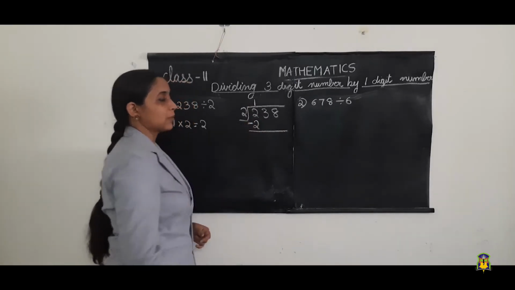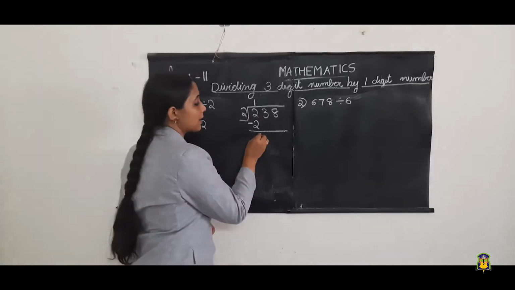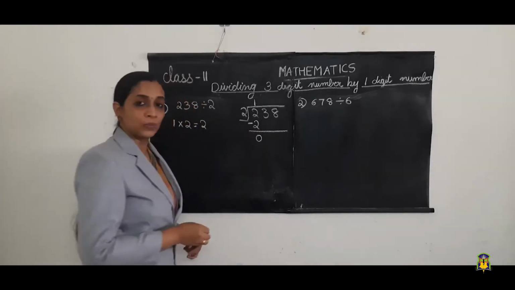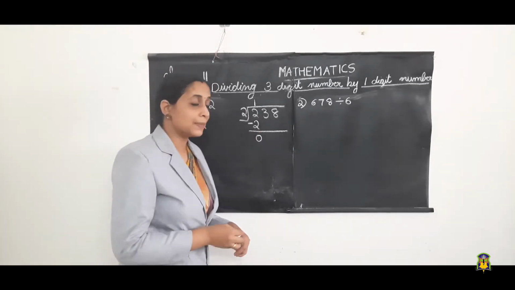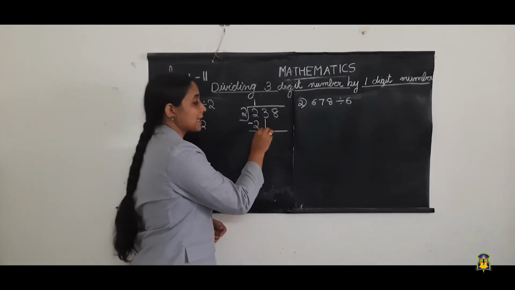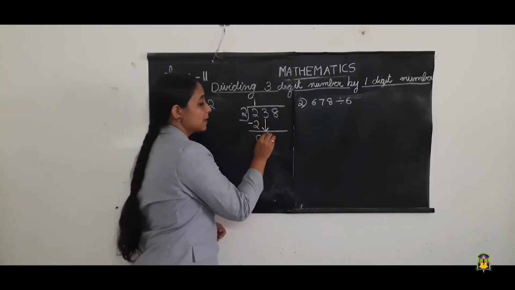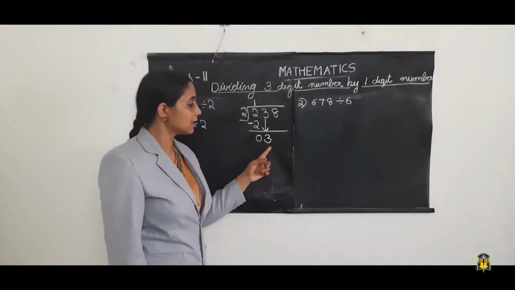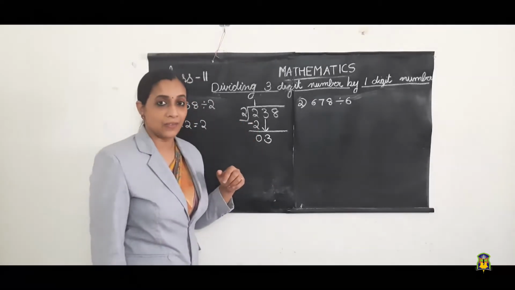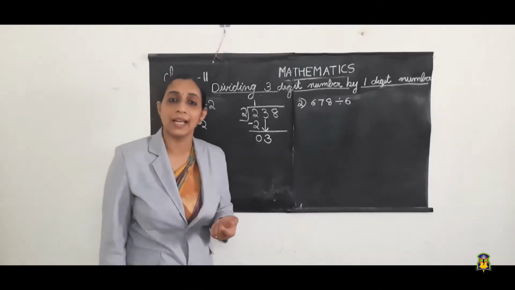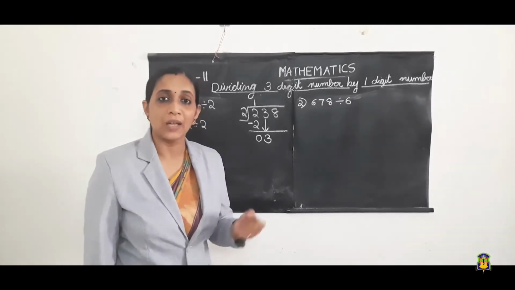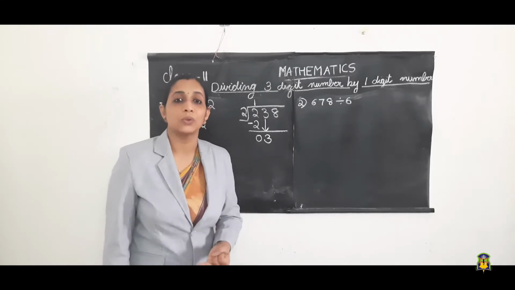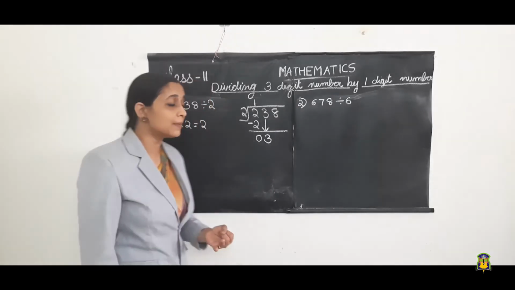Now subtract. What is 2 minus 2? 2 minus 2 is 0. What is the next step? The next step is to bring down the next number, that is 3. Again, 3 is greater than the divisor, so again we recite the table of 2. 1 2 is 2, 2 2s are 4.